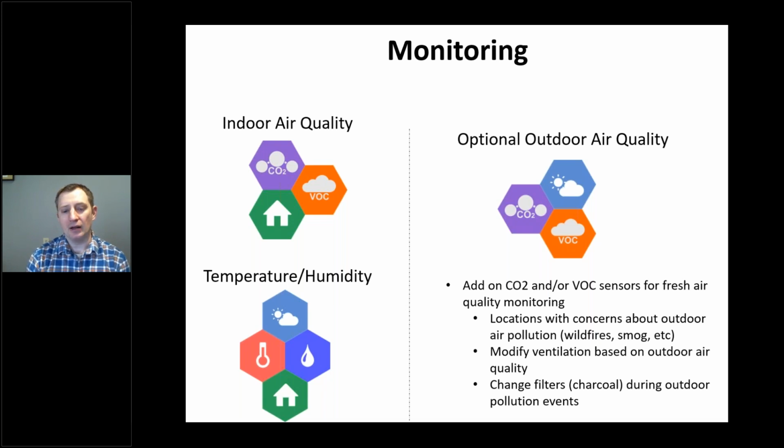CERV2 has capability to add a CO2 or VOC sensor to the fresh air as well. We're still working on the control mechanism for that, but this is an option that people can use just to see what the outdoor air quality may be. In places where wildfires are prevalent, this lets them perhaps change the modes of operation or settings with their unit, as well as look at installing specialized filters for removing smoke particulates and odor. So they may use charcoal filters during this time when wildfires are a problem. But just any concern with the outdoors or just knowing what the outdoor levels are, we have this capability. Future development internally for us is using this outdoor knowledge to make adjustments automatically in the CERV's operation, but that's still something we're looking at doing.